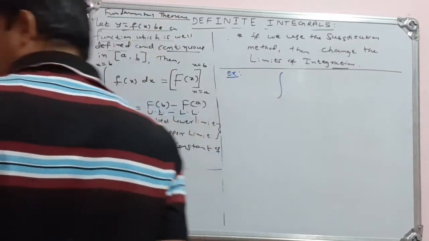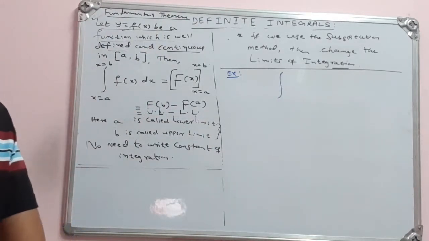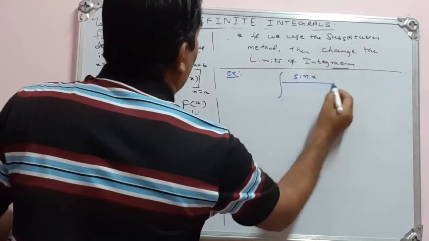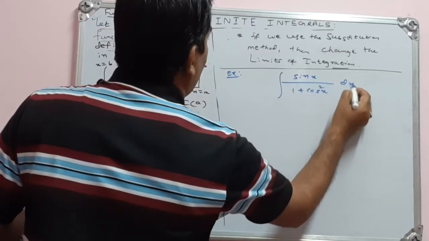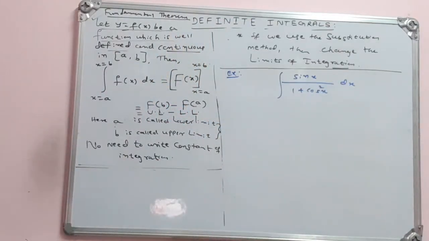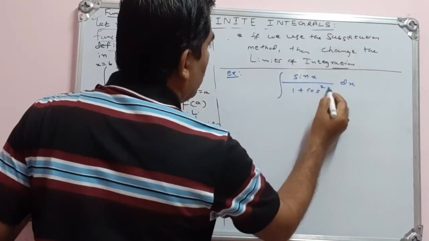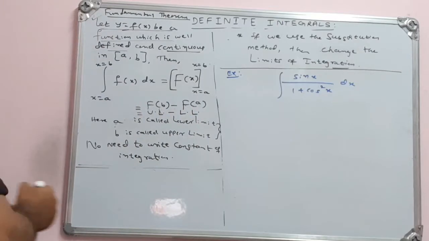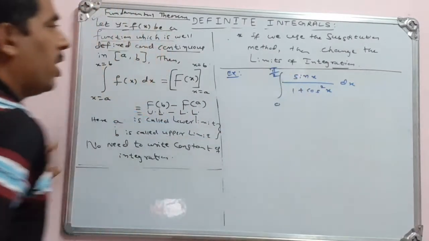Let me consider one example. Observe carefully: the integral of sin x divided by 1 plus cos square x. Sin x divided by 1 plus cos square x. Let me write it. Then the limits are 0 to pi by 2.